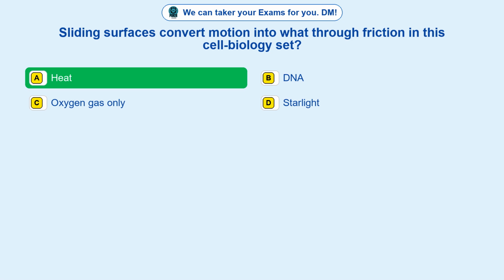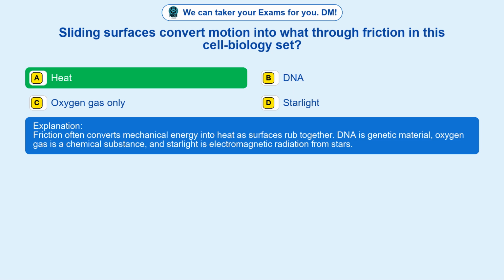Heat. Friction often converts mechanical energy into heat as surfaces rub together. DNA is genetic material, oxygen gas is a chemical substance, and starlight is electromagnetic radiation from stars.